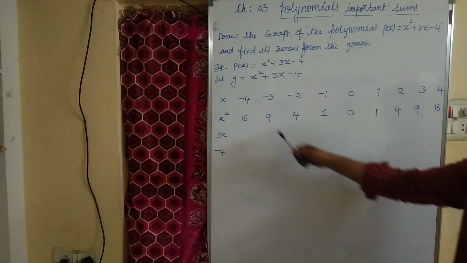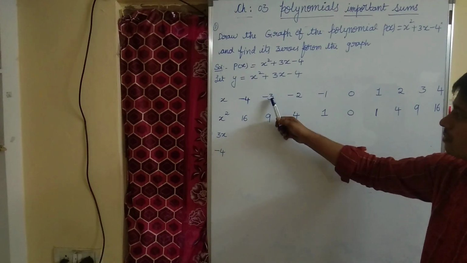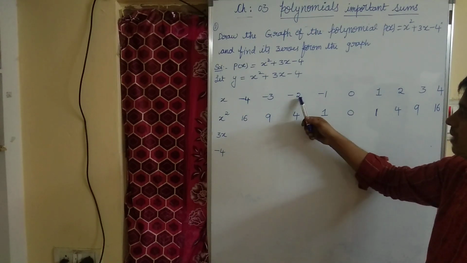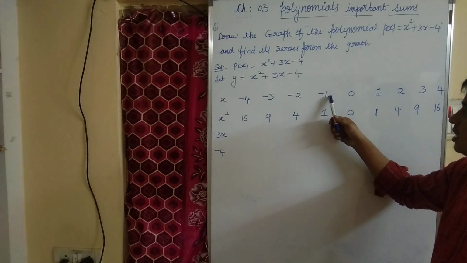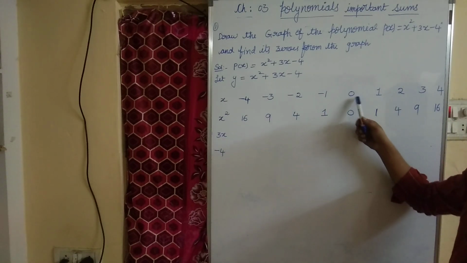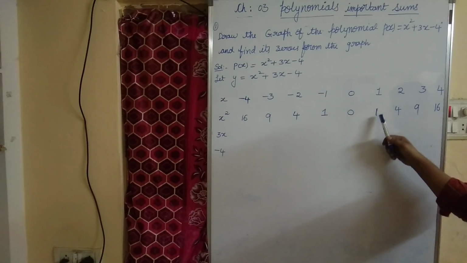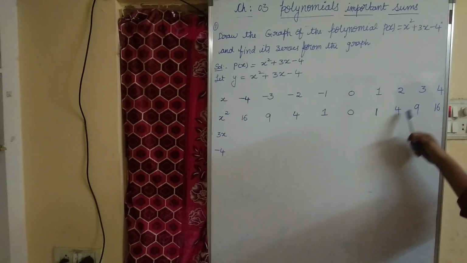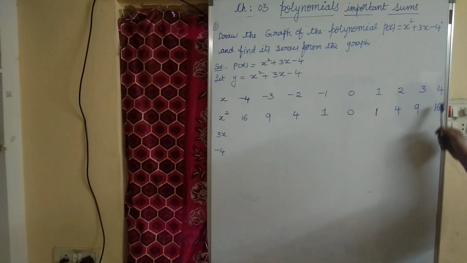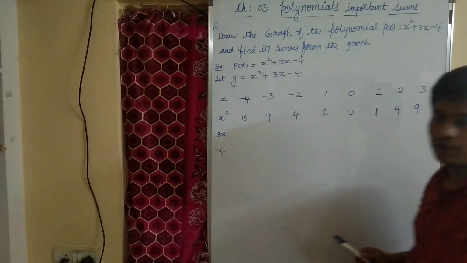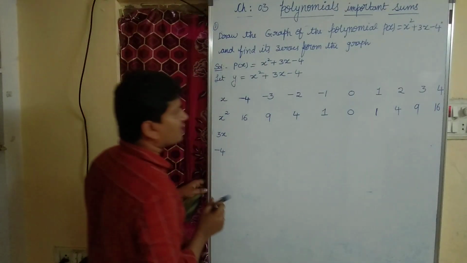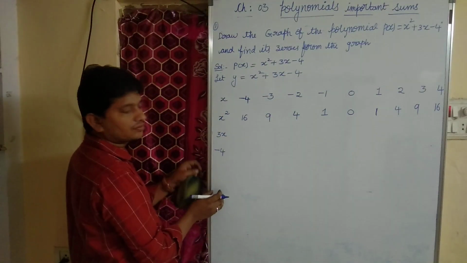Is it clear? Minus 4 whole square 16. Minus 3 whole square 9. Minus 2 whole square 4. Minus 1 whole square 1. 0 square 0. 1 square 1. 2 square 4. 3 square 9. 4 square 16. Okay. Now coming to our second term, that is 3x.